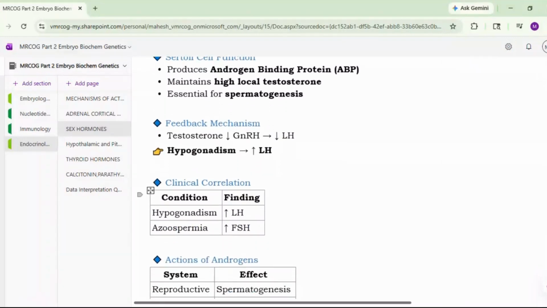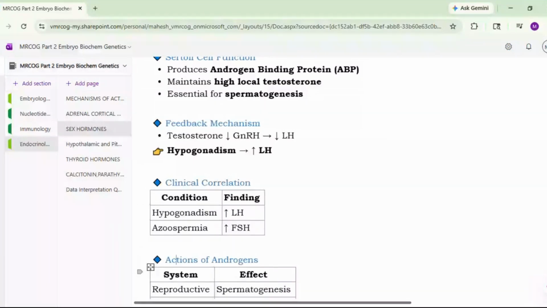Okay, then what is the feedback mechanism? Now this testosterone will give feedback at the hypothalamic level that will lead to a decrease in GnRH, which will lead to a decrease in release of LH from the pituitary. Okay, and what happens in hypogonadism? There will be increased LH levels, because the pituitary is acting, so the pituitary will produce more and more LH when the gonads are hypoactive. Okay, so in hypogonadism, there will be increased LH, while in azoospermia, there will be increased FSH.